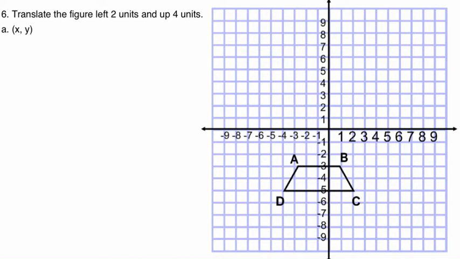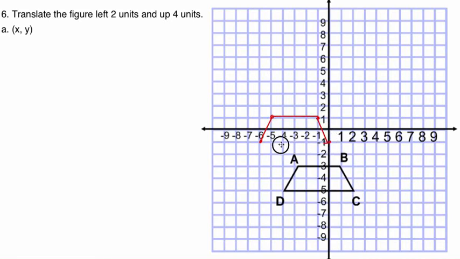Translate the figure left 2 units and up 4. All right, so let's start at A. So left 2, 1, 2, and up 4, 1, 2, 3, 4. Okay, left 2, up 4. Left 2, up 4. There we go. And then connect.